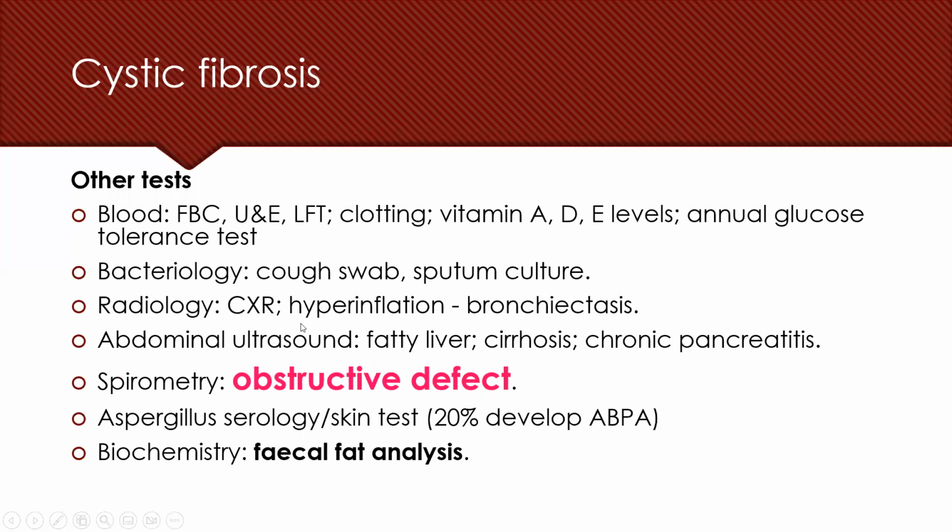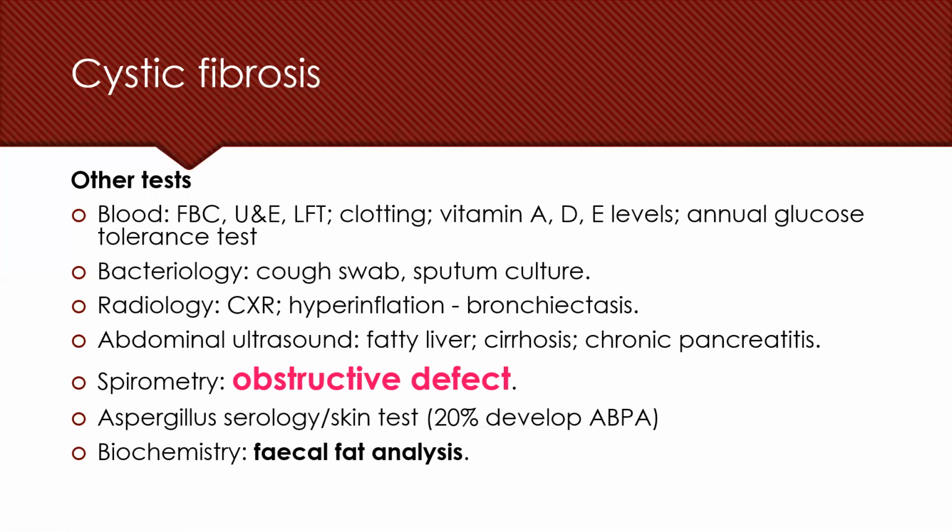By chest X-ray, we can find hyperinflation and bronchiectasis, because I have mentioned in bronchiectasis that one of the causes of bronchiectasis is cystic fibrosis. Abdominal ultrasound is indicated because it may show fatty liver, cirrhosis, or chronic pancreatitis. Spirometry will give us an obstructive pattern of respiratory function test.